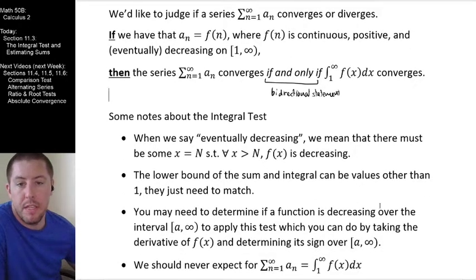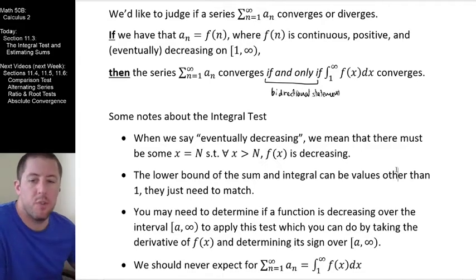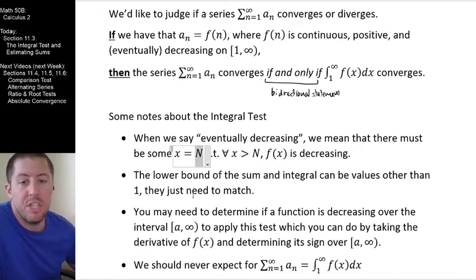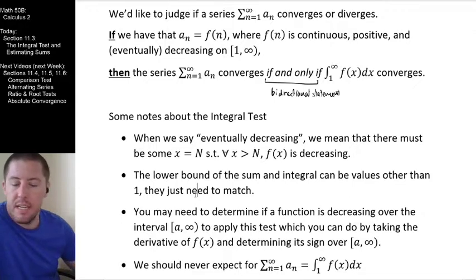So a couple notes about this. When we say eventually decreasing, and I already said this, we mean that there must be some special x value, we'll call capital N, such that for all the x values beyond capital N, f of x is decreasing. So you should be able to say to me, oh, if you go to x equals 486, past that, it's a strictly decreasing function. As long as you can come up with the location, x equals capital N, beyond which we're decreasing, then that is an eventually decreasing function.